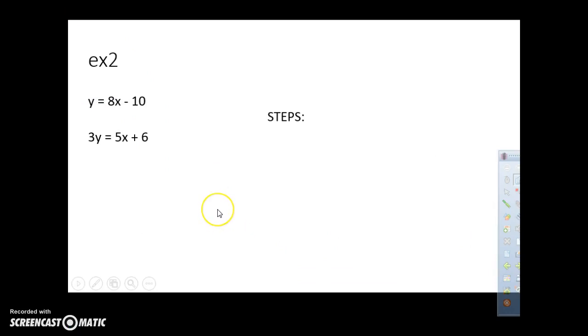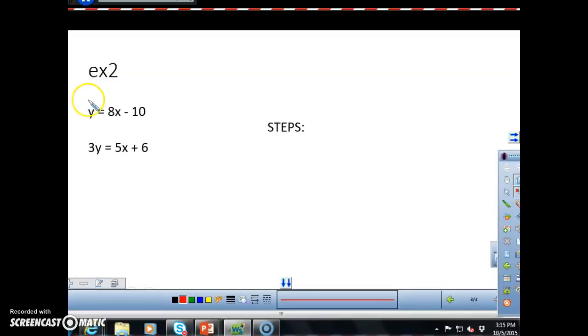So step 1, I need to have one equation solved for one variable. Do I already? Yes. Yes, which one? Okay, so I'm going to draw a box around this one to start out. I know that y equals this stuff. Step 2, we're going to put it in for the y. So I have to take all of the 8x minus 10 and substitute it into the y. Now it's going to look a little strange at first.